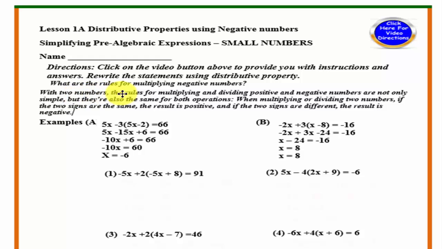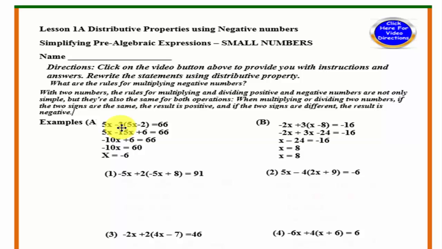With two numbers, the rules for multiplying and dividing positive and negative numbers are not only simple, but they're also the same for both operations. When multiplying or dividing two numbers, if the two signs are the same, the result is positive. And if the two signs are different, the result is negative. Let's look at example A and B. Let's look at example A first.